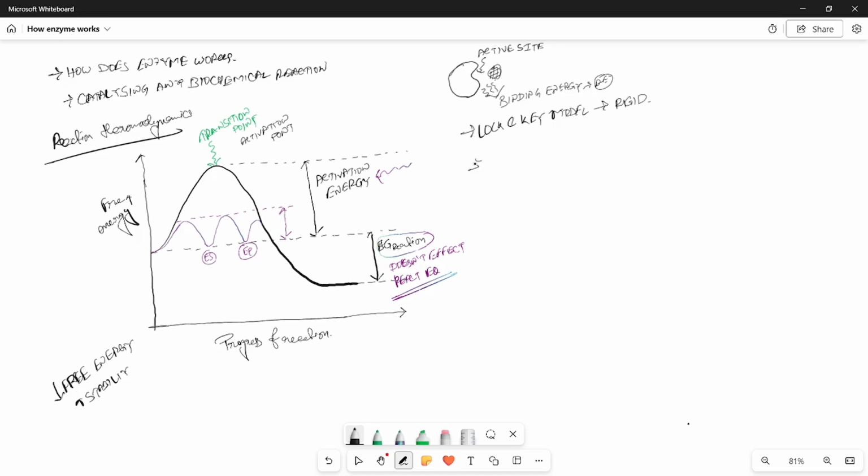Another hypothesis is the induced fit model. In this model, what they suggested is that the active site is not rigid. The active site is flexible.